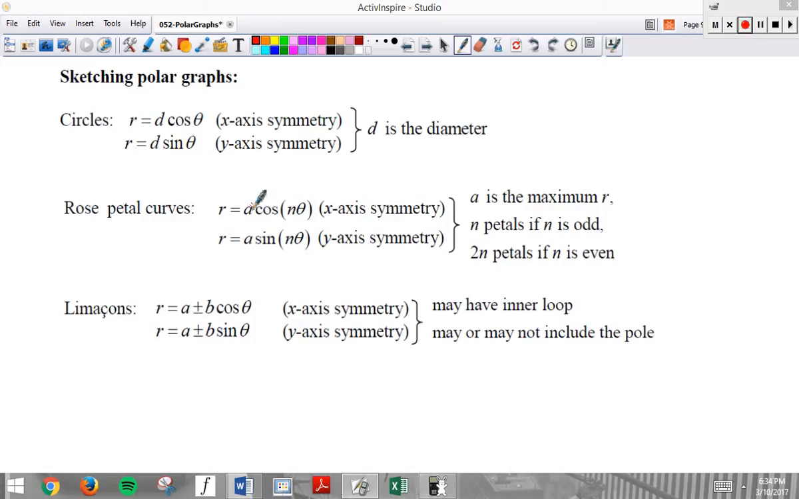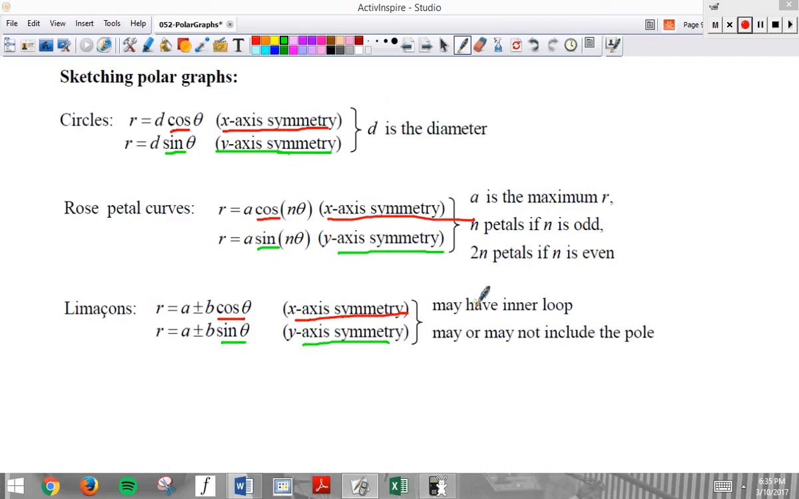Rose petal curves. Cosine, x-axis symmetry. Limaçon, don't pronounce the S in French. r equals a plus b cosine theta, x-axis symmetry, all three. Whenever it's cosine, it's x-axis symmetry. Use that fact to your advantage, it's going to be really important for polar areas. Sine, always y-axis symmetry. It's the same idea. I'll underline it. I care about you guys having good notes. Sine, y-axis symmetry.